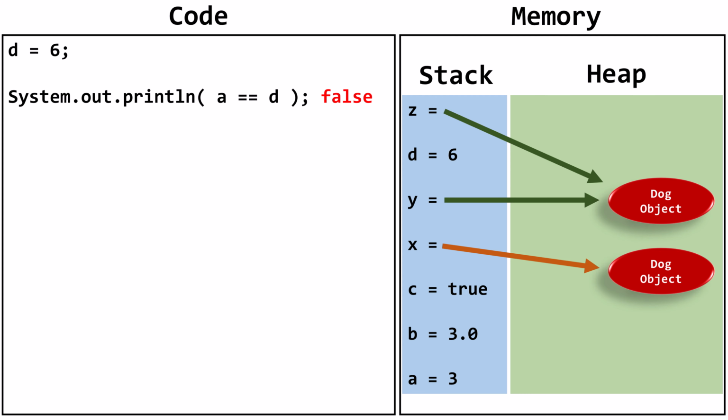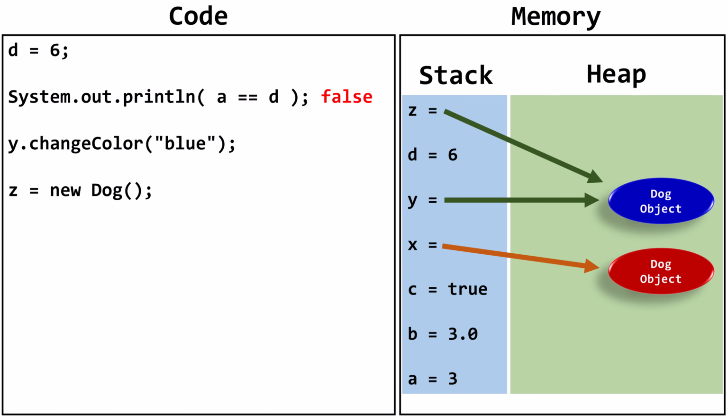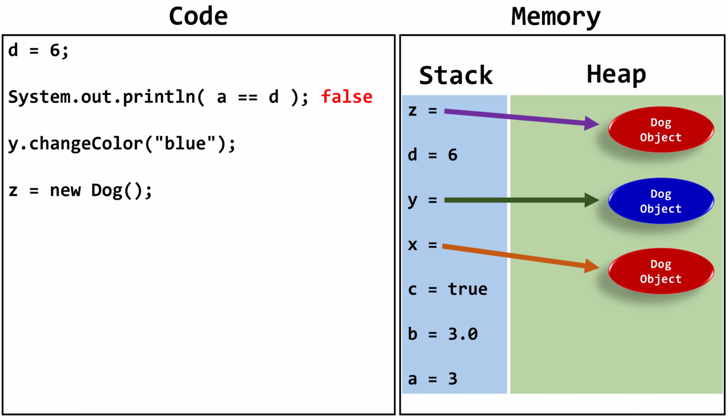Now, with object types, there's 2 types of changes we need to consider. First, we can instruct the object that y is pointing at to change to blue. For now, don't worry about how we did that, just accept that it happened. The change affects both y and z because they are both pointing at the same object. For a different type of change, we can instruct the z variable to point at a different object. This doesn't affect y at all because y is still pointing at the original object. Whenever you are modifying object types, you need to consider, are you modifying the object itself, or are you modifying where the variable is pointing?